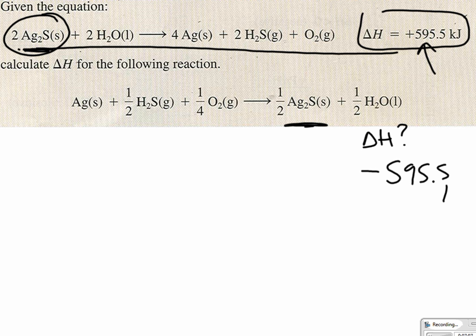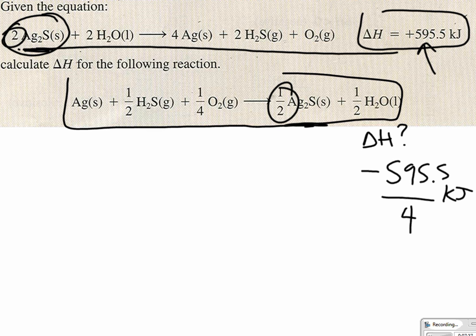The other thing I notice is it goes from having a coefficient of 2 to having a coefficient of 1/2, which means it had to have been divided by 4. So the last thing I do mathematically is take negative 595.5 kilojoules divided by 4. Tomorrow on your video quiz, I could give you a reaction and a different reaction and have you match it. Key thing to remember: flip the reaction, flip the sign; you multiply or divide, do the same thing to delta H, and you'll be fine.